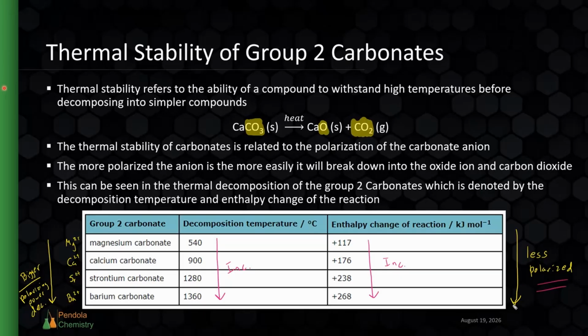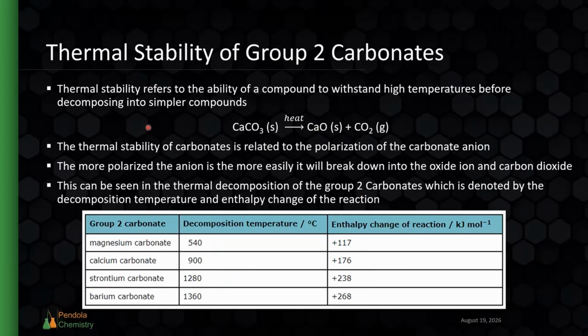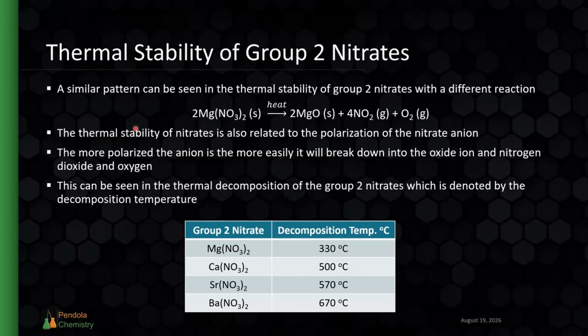So this is why polarization is important. It helps us understand not just the trend of thermal stability of the group 2 carbonates, the fact that they become more stable as we go down the group and require higher energies, but it helps us also understand why. Not just what the trend is, but why the trend happens. The same exact logic can be applied to the thermal stability of group 2 nitrates.